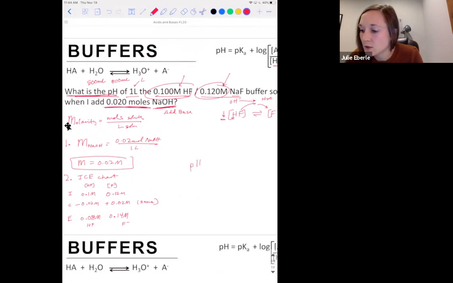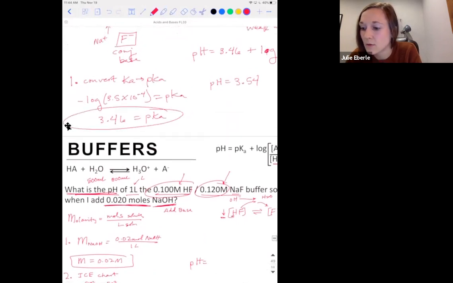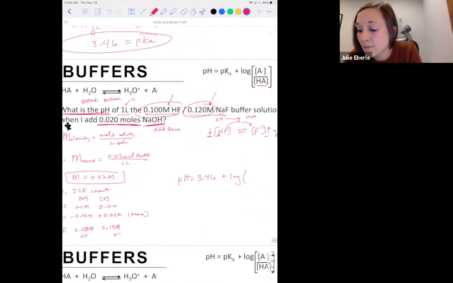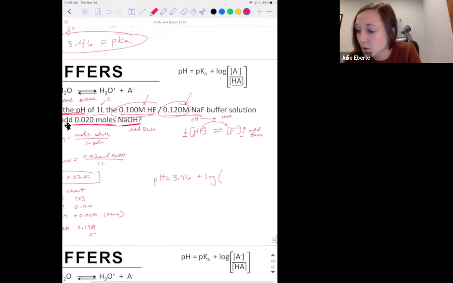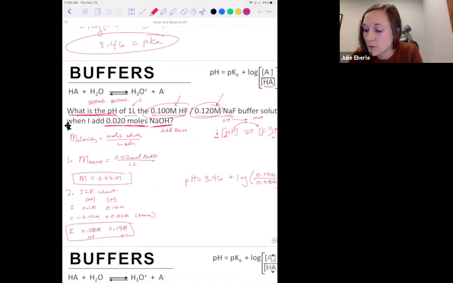So we'll do pH equals pKa. pKa has not changed here, so we're just going to grab it from the previous slide, 3.46, plus the log of, remember, the concentration of F minus is going to go on top because it's the conjugate base, so we're going to do 0.14 divided by the concentration of our weak acid, 0.08. These are our new equilibrium concentrations we're plugging in. You always take the values from row E and we plug those into the Henderson-Hasselbalch equation, HH.